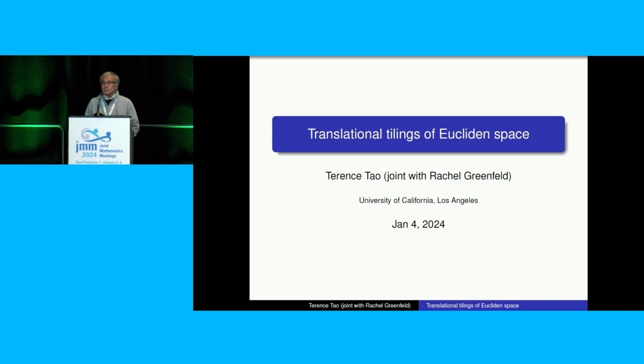So our speaker today, Terence Tao from UCLA, needs no introduction. He's famous for his many great contributions to mathematics across many areas, including analysis, probability, combinatorics, number theory, and many others. Today, he will talk to us about translational tilings of Euclidean space. Please join me in welcoming Terry.